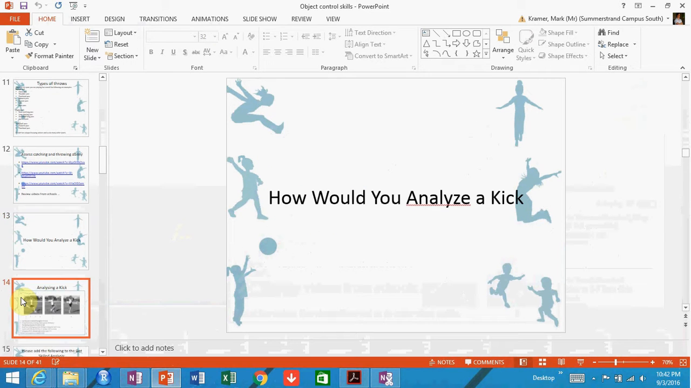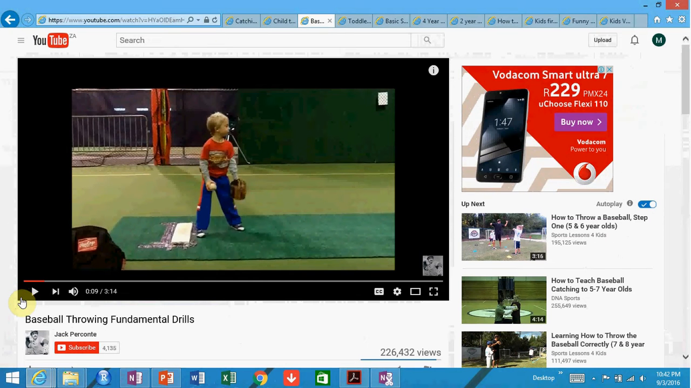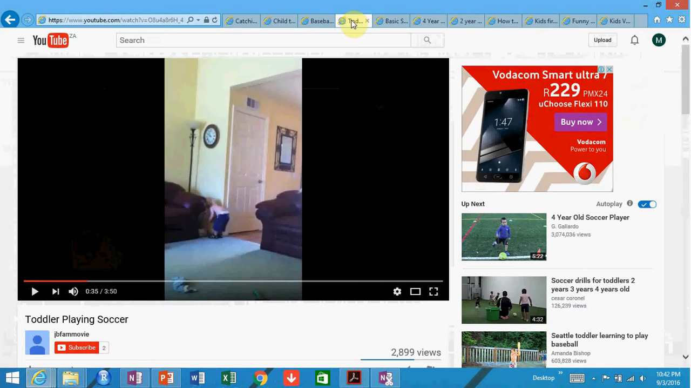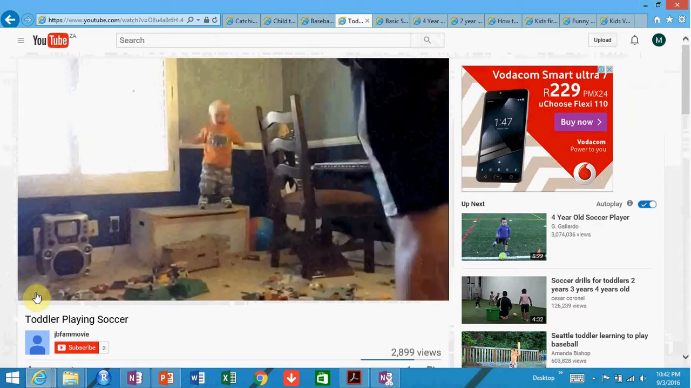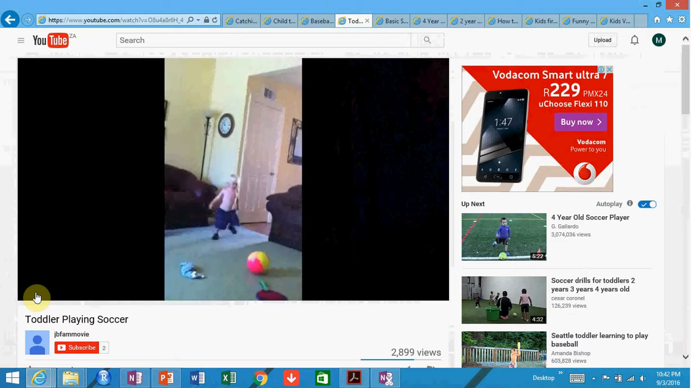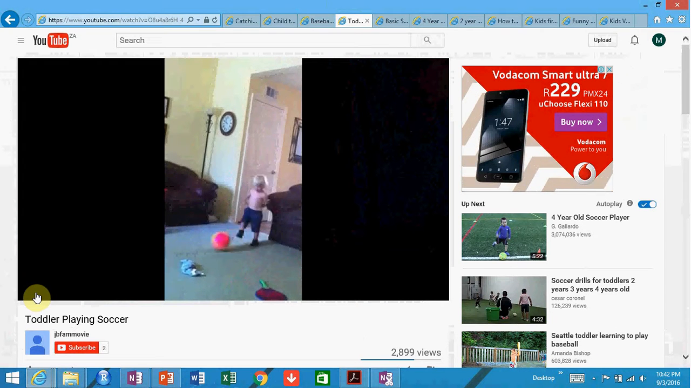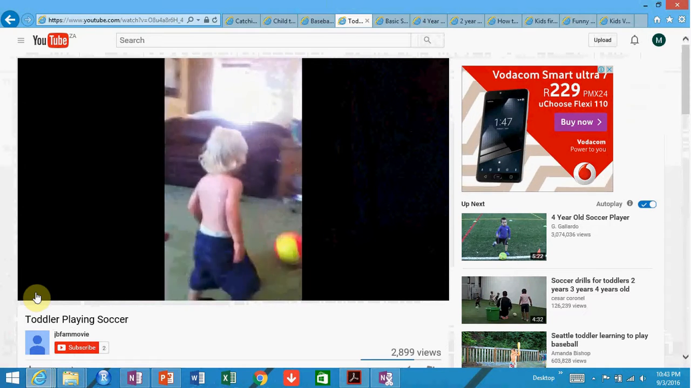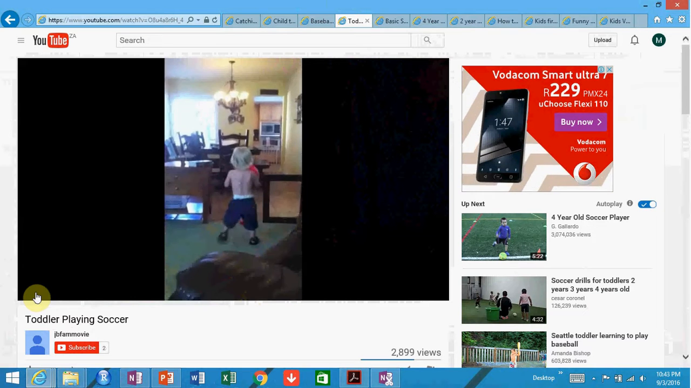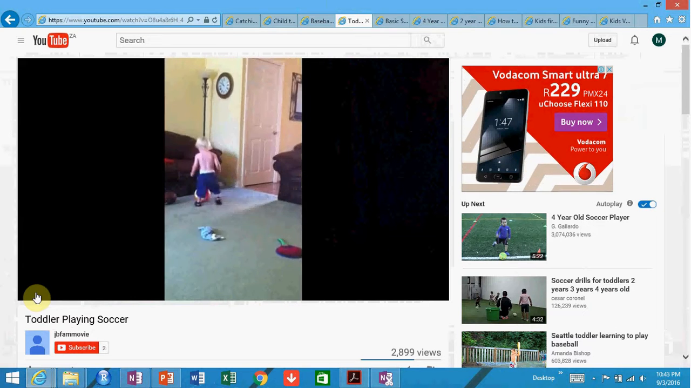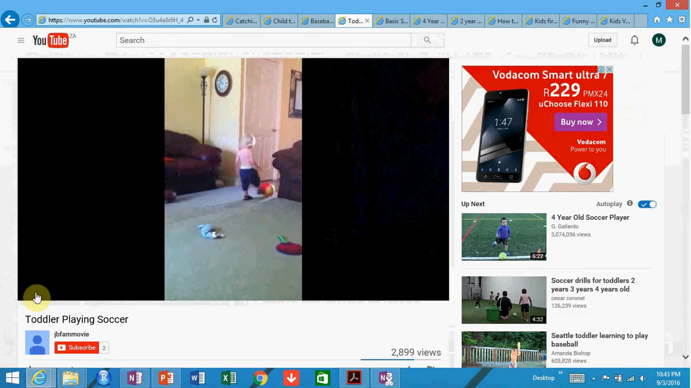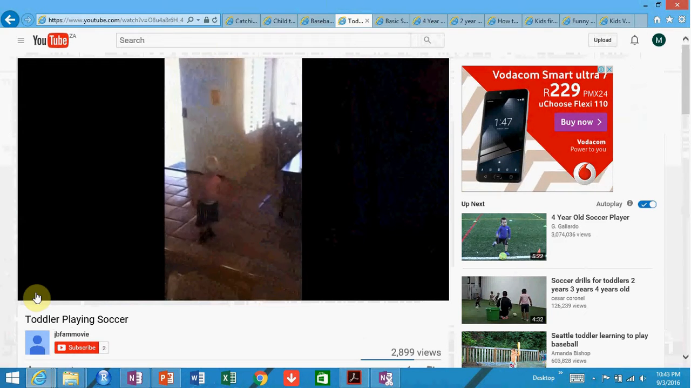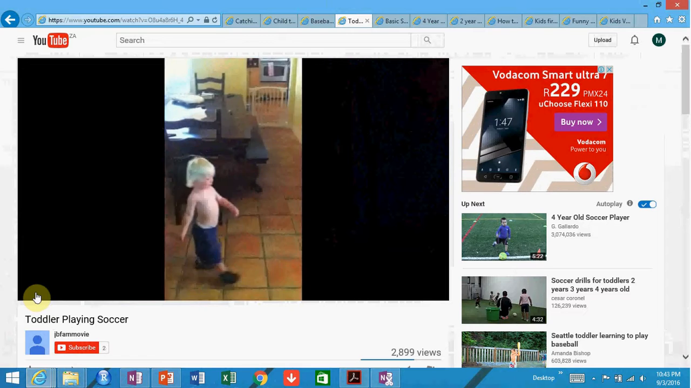Let's go on to the kicking action. So how would you analyze a kick? Let's have a look at this video. Very much a beginner, starts at the basics. Watch the kicking action. It's where it starts. So if you've got kids or you've got cousins, little ones in the house, make sure that there is a ball in the house so that they can just start practicing.